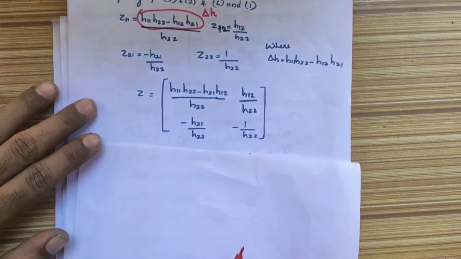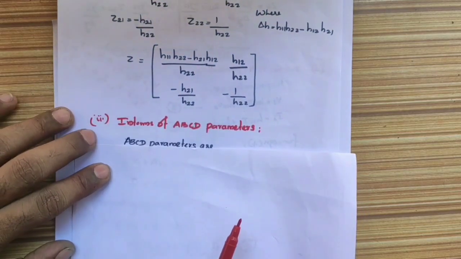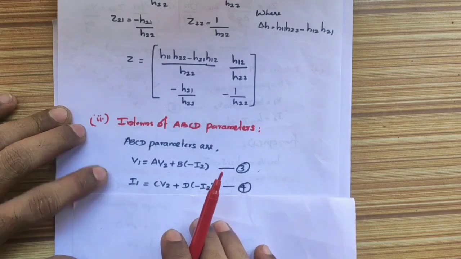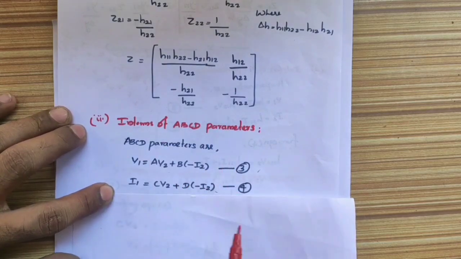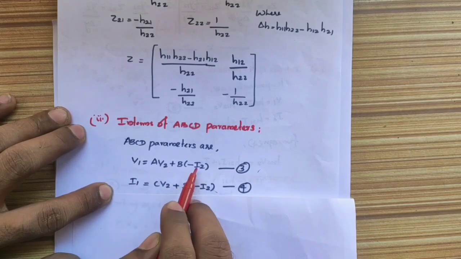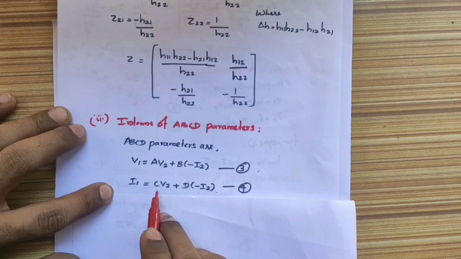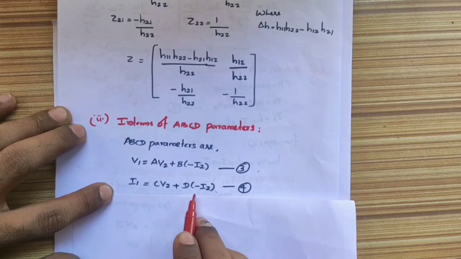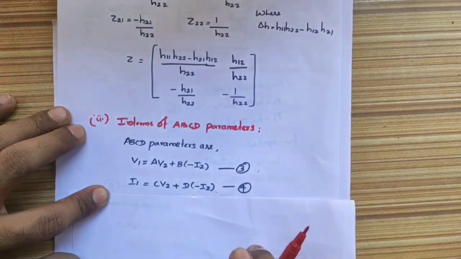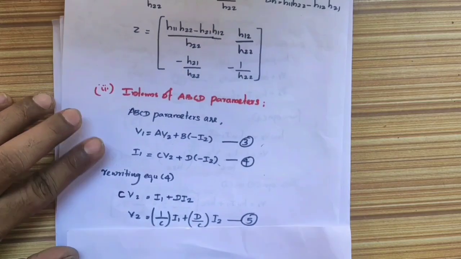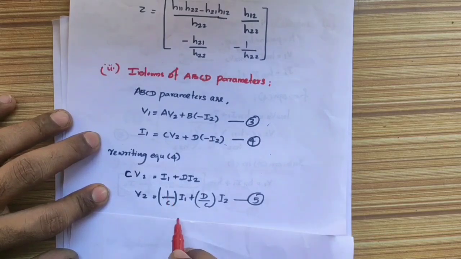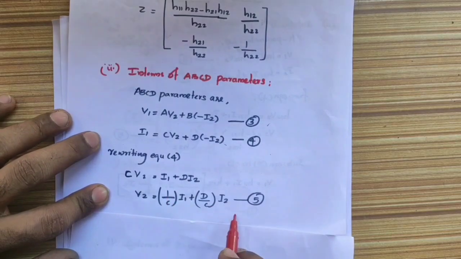So the third one is Z parameters in terms of ABCD parameters. For that, I have to take the ABCD parameter equations. They are nothing but V1 equal to V2 plus B of minus I2, I1 equal to CV2 plus D of minus I2. The same method as the previous derivation. Here I am going to write equation number 4 as V2 equal to 1 by C of I1 plus D by C of I2.